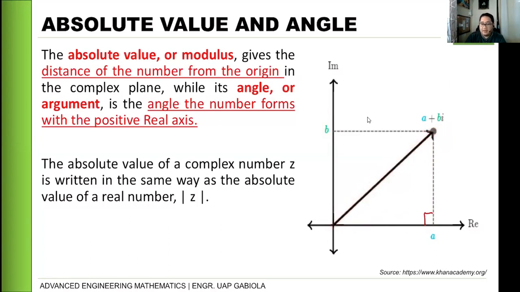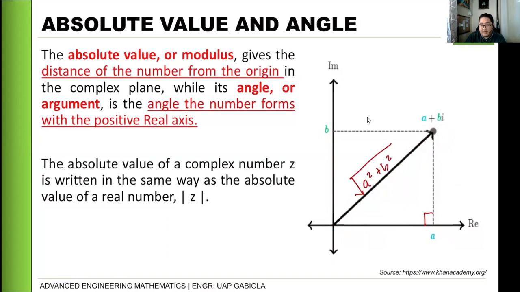So to get that, you just need to use yung Pythagorean theorem natin, which is yung a squared plus b squared is equals to c squared. So dito same lang din, since this is a and then ito is parallel dito, so you can take this one as b. So definitely this value will be a squared plus b squared and then square root of that value. Okay? So yung absolute value natin na yan.